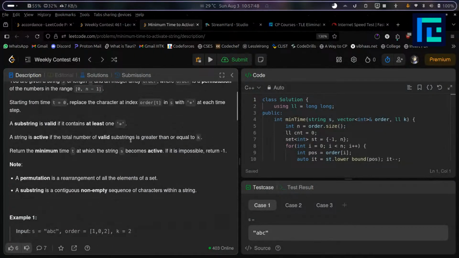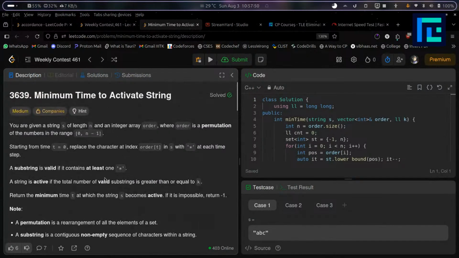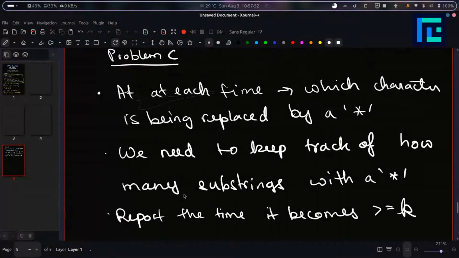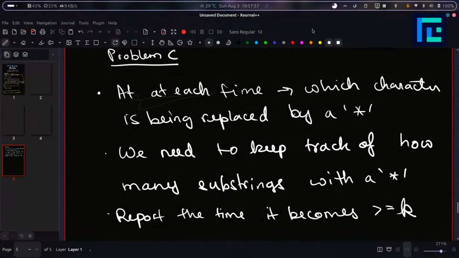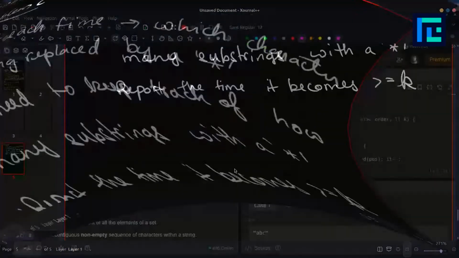So how do we keep track of how many substrings are greater than or equal to k? How do we keep track of the number of substrings? That's the main thing to do here, right? Ideally, if we could keep track of how many substrings have a star, we would be able to solve this problem pretty simply. So that is what our approach is going to be. I'm going to give you a rough approach.